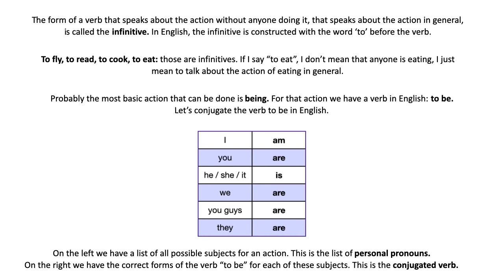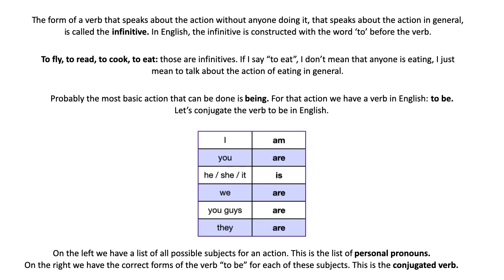I'm giving you a list of what is called the personal pronouns. And by making this list, I'm making sure that I'm including everything that can be a subject, right? That's what I have on the left. And what do I have on the right? I have the conjugated forms of the verb to be. What do I mean by that? Well, we just said that conjugating a verb means changing it so that it matches whoever is doing the action, so that it matches its subject, right?